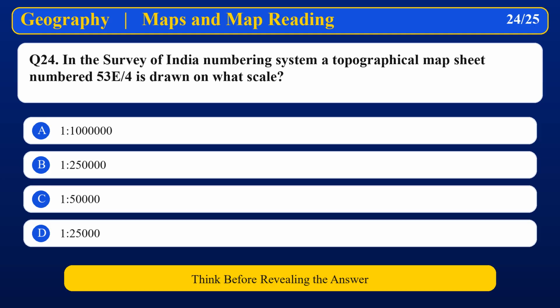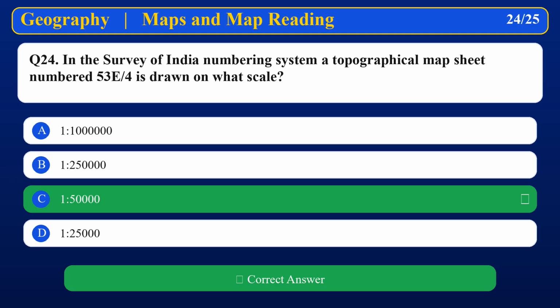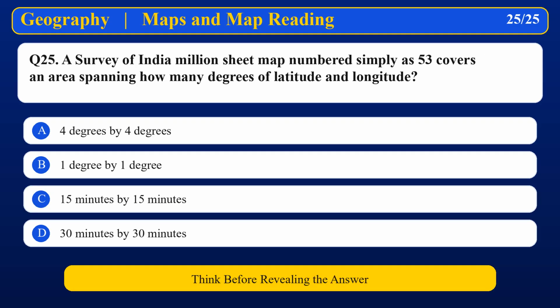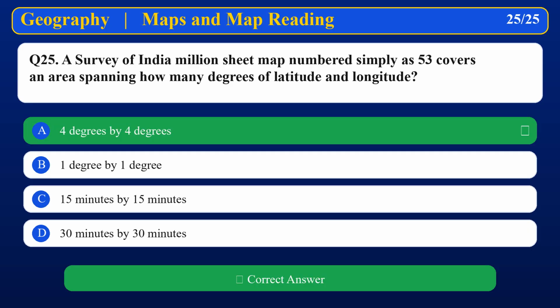In the Survey of India numbering system, a topographical map sheet numbered 53E4 is drawn on what scale? 1:50,000. A Survey of India million sheet map numbered simply as 53 covers an area spanning how many degrees of latitude and longitude? 4 degrees by 4 degrees.